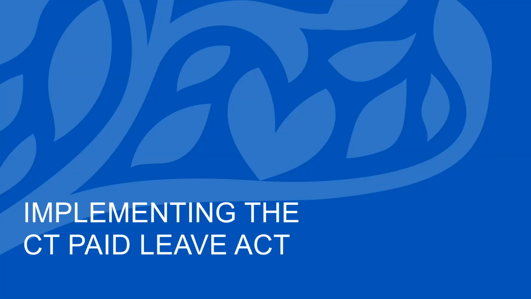So what we do as part of the administrative process when we process a Connecticut paid leave claim is the coordination of benefits with the employer. The employer provides us with the information, and then it's coordinated with Connecticut paid leave income replacement.